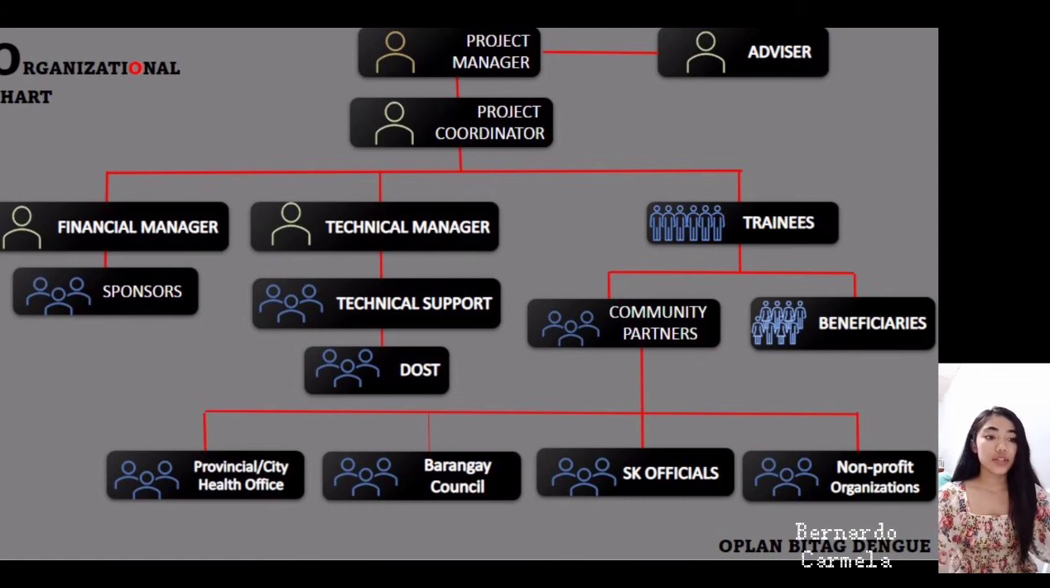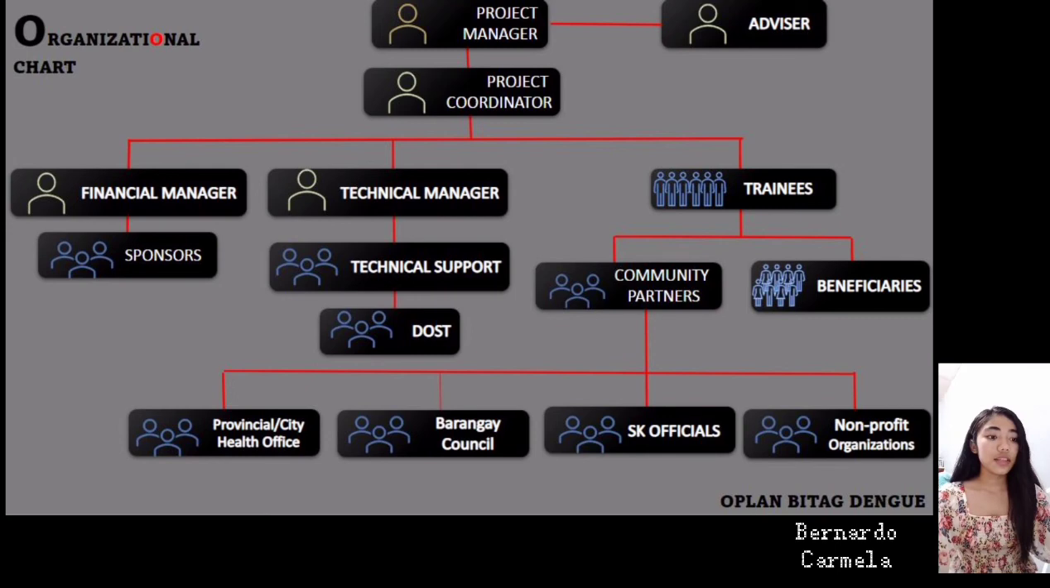Under the project manager is the project coordinator. They ensure that the projects are completed on time and within budget. They also oversee various departments within the project organization. In this proposal, he is the one in charge of the financial manager, technical manager, and the other implementers of the project or trainees. The financial manager is responsible for the budget allocation as well as producing financial reports for transparency.